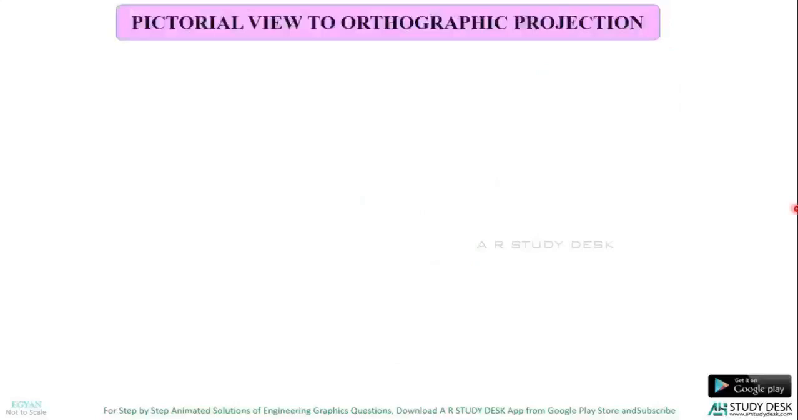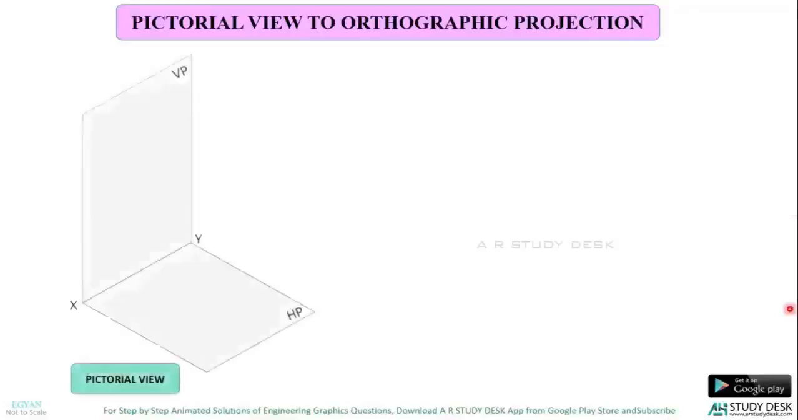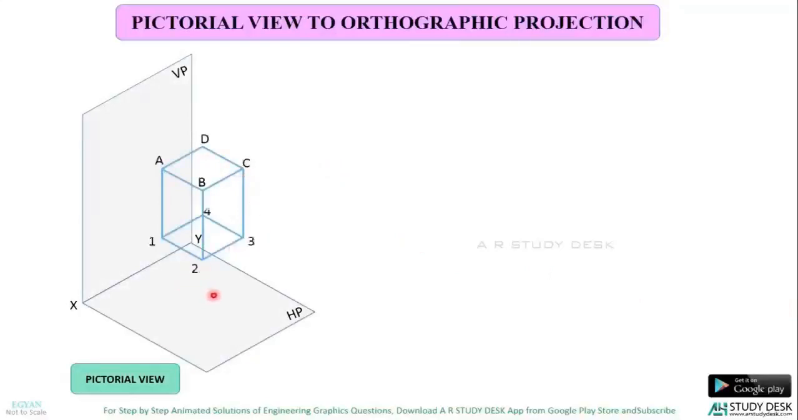Now we will see how to draw a 3D solid into 2D. That is, how to convert a pictorial view of a solid into orthographic projection. First we will draw the pictorial view. And this is the pictorial view of a square prism. So I'll name the top as ABCD and the base as 1, 2, 3, 4.